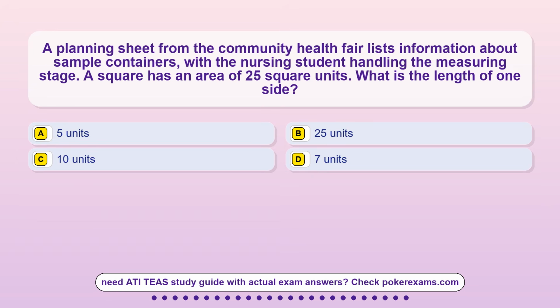Question 3. A planning sheet from the community health fair lists information about sample containers, with the nursing student handling the measuring stage. A square has an area of 25 square units. What is the length of one side? Option A 5 units, Option B 25 units, Option C 10 units, Option D 7 units. The correct answer is Option A 5 units.